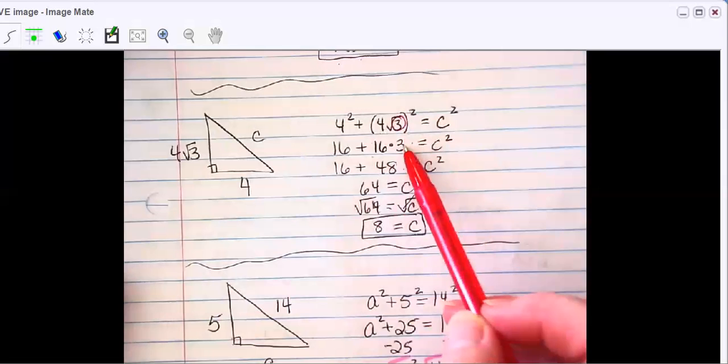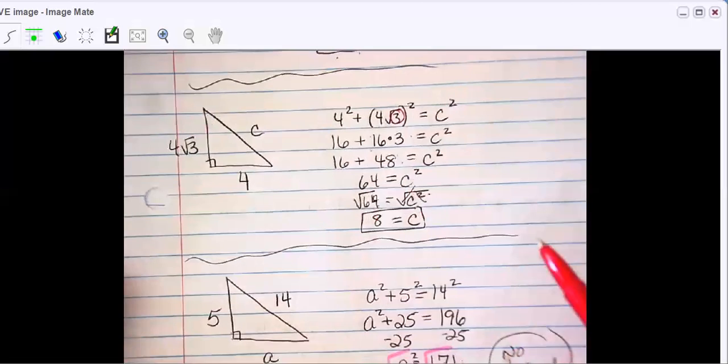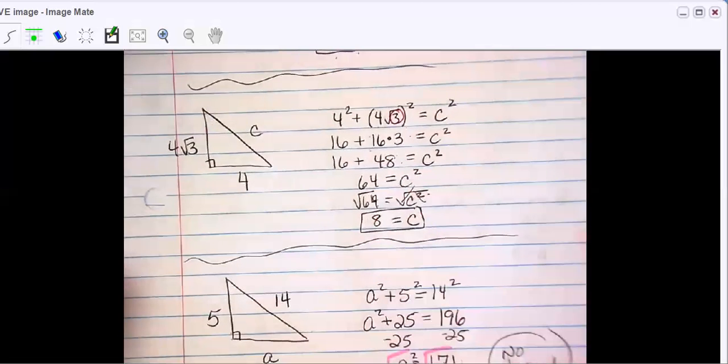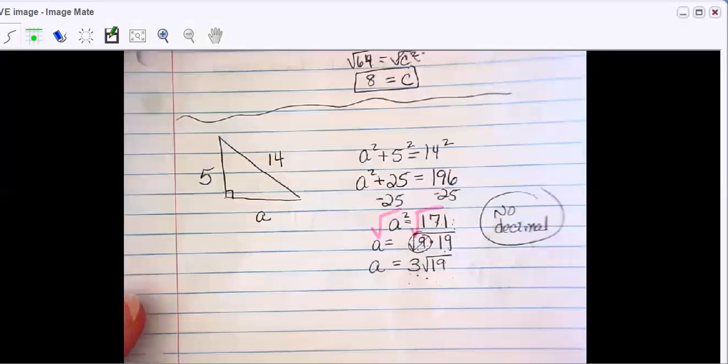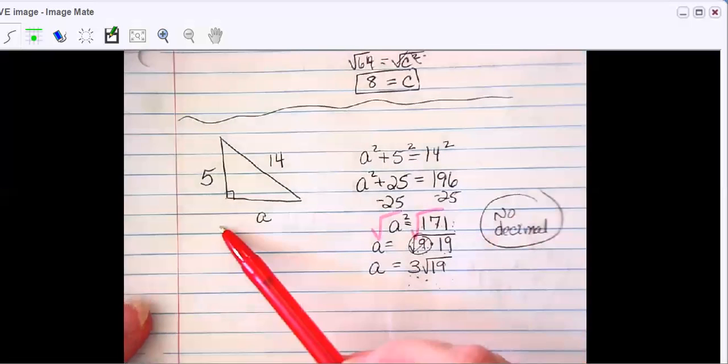Or if you want the long way around, it gives you root 9, and the square root of 9 is 3. So we add those together, we get 48 and 64. The square root of 64 is 8. So that C was 8. And last example for Pythagorean theorem. Okay, C is 14, one of my legs is 5.